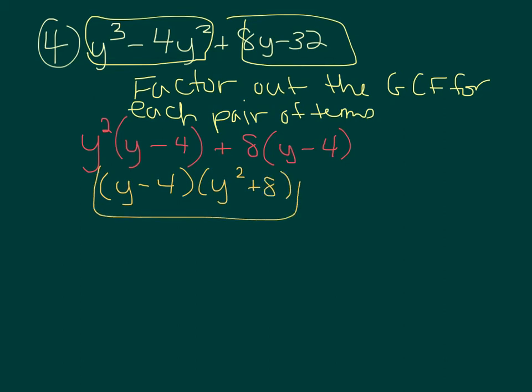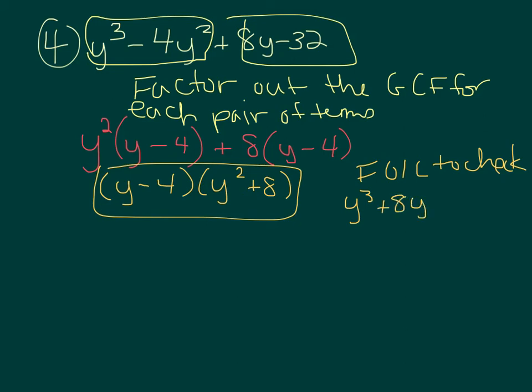And that's my answer. By the way, you'll find if you go back and you FOIL this to check it, you will get what you started with. I'm going to just quickly show that. You do not need to do this every time, but when you have a test or quiz, I highly recommend that. So you would get y times y squared, you get y cubed. Y times 8 is positive 8y. -4 times y squared is -4y squared. -4 times 8 is -32. So even though it's a different order, this is the exact same thing that we started with, which is good. That's what we want.